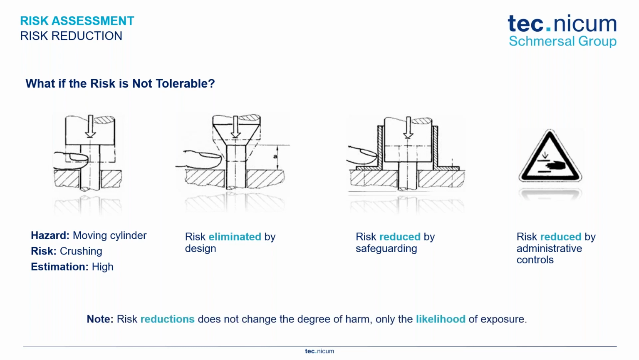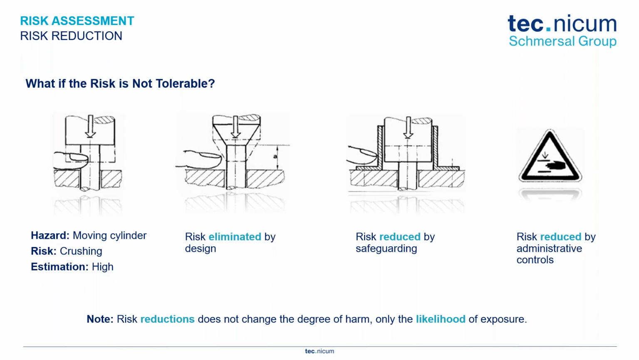Okay, and I have a note here. Risk reductions do not change the degree of harm. They only change the likelihood of exposure. Why? If we look at our risk reduction options, the hard guards and the administrative controls, we're not doing any redesign of this initial hazard, that cylinder that's coming up and down. We didn't design it out.